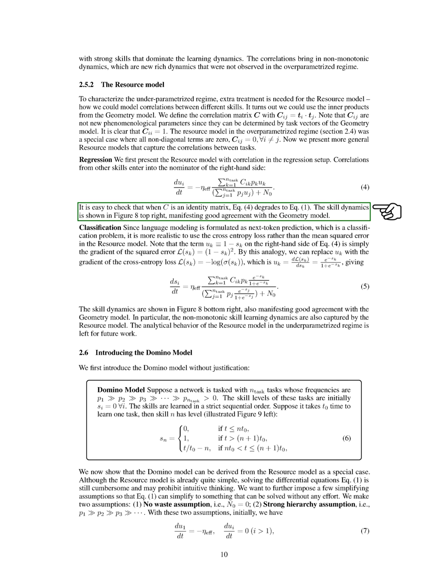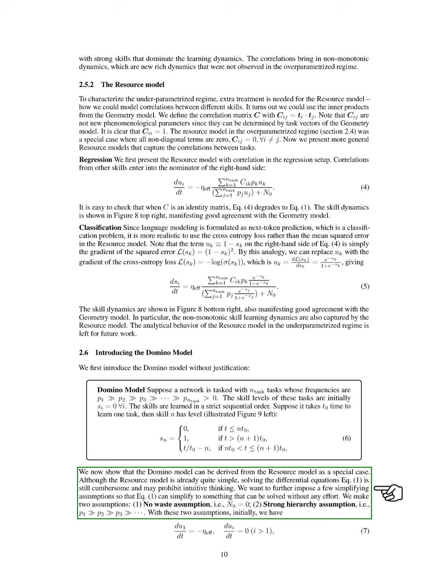Next, we introduce the Domino model without extensive justification. We show that this model can be derived from the resource model as a special case. To simplify our equations, we make two assumptions. First, that there is no waste in learning, and second, that there is a strong hierarchy among skills. With these assumptions, we find that the first skill is learned at a constant rate, and once it is mastered, the second skill takes over, continuing this pattern until all skills are learned. This sequential learning process resembles falling dominoes, hence the name, domino model.